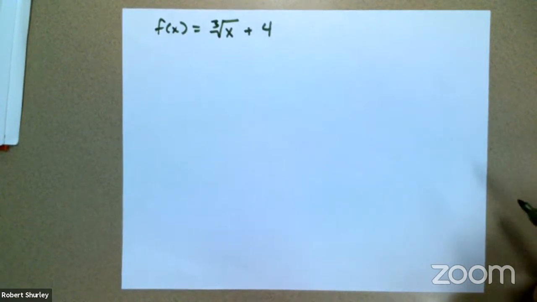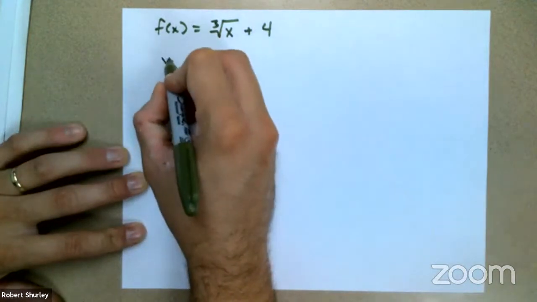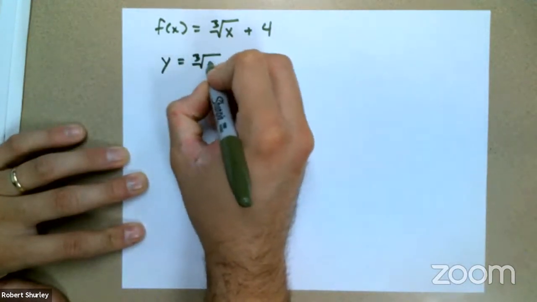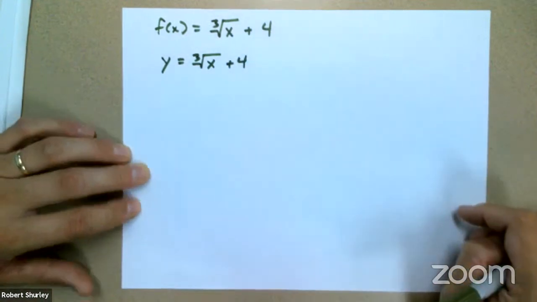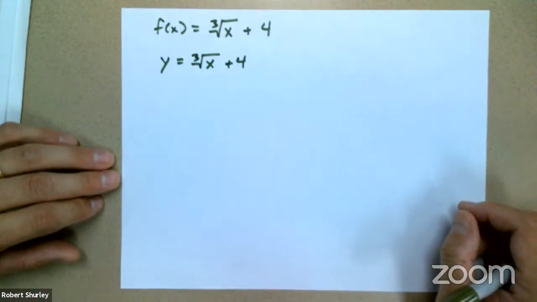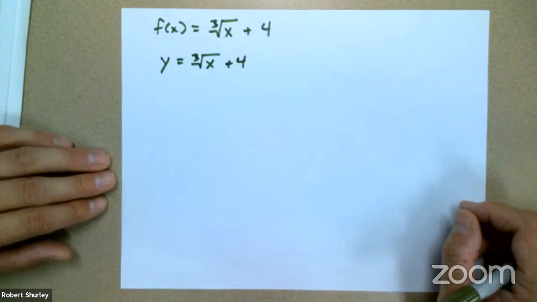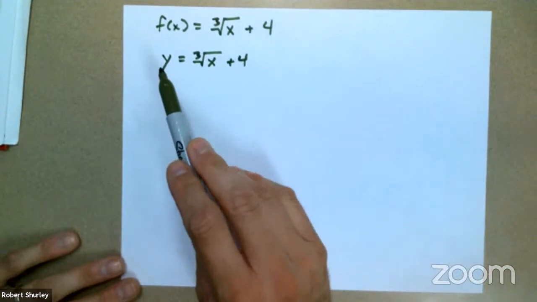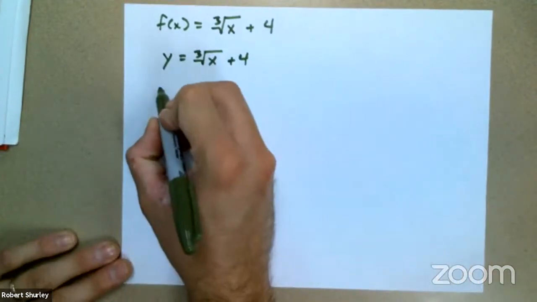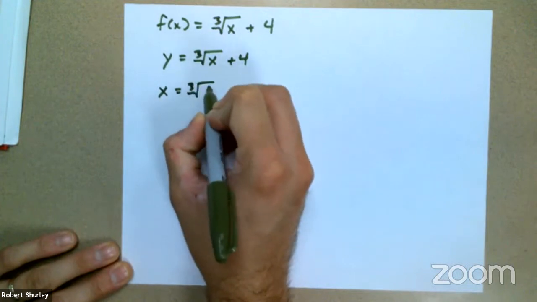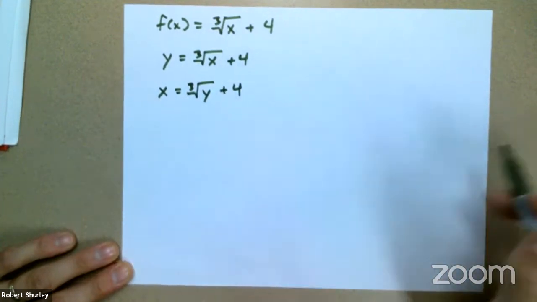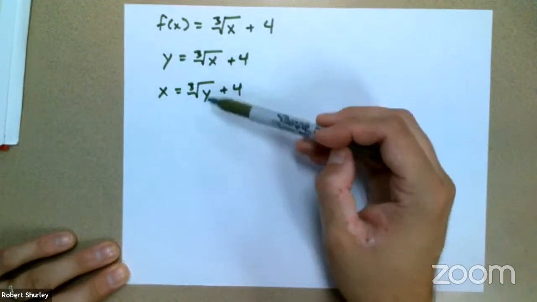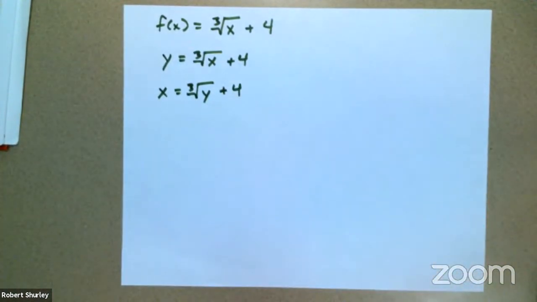So step 1, it says replace f of x with y in the equation. So y equals the cube root of x plus 4, okay? That's step 1 from page 303. Step 2 says interchange x and y. So what that means is when you see a y, make it an x, and when you see an x, make it a y. So this becomes x equals the cube root of y plus 4. Okay, notice all I did was make the y's x's and the x's y's. That was step 2.